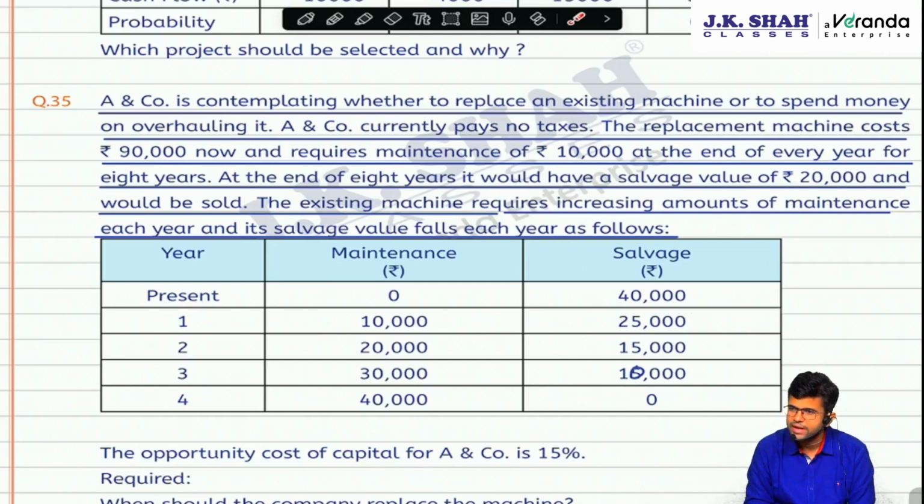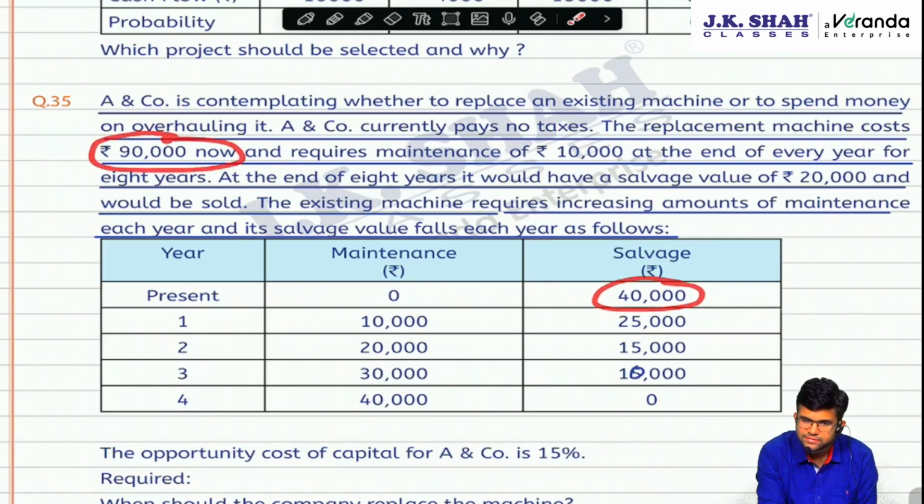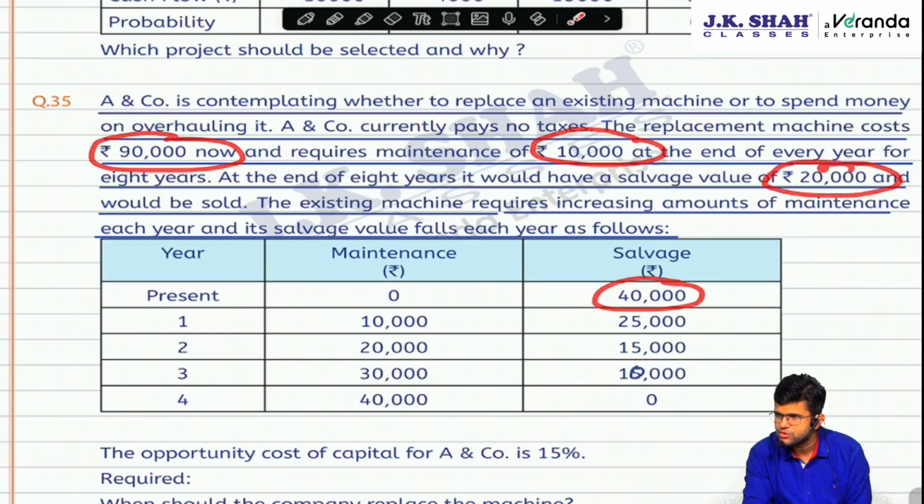Now, if I replace today, what will happen in your life? Can I say today I will get this? Today I have to pay this. Then I have to pay this for 8 years. And then at the end of the 8th year, I will get this salvage. Everyone clear? This is the story of replacing today.